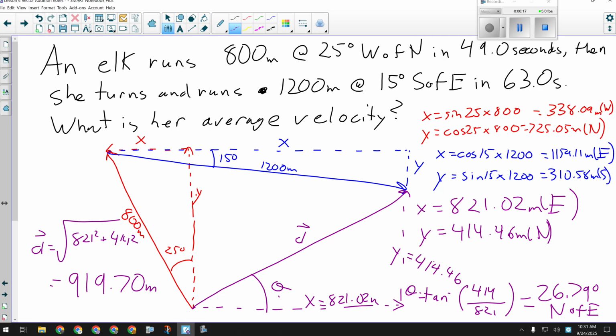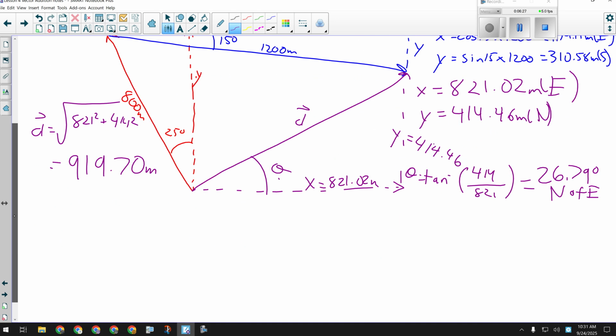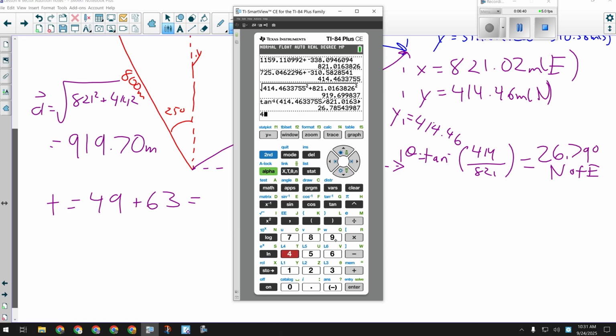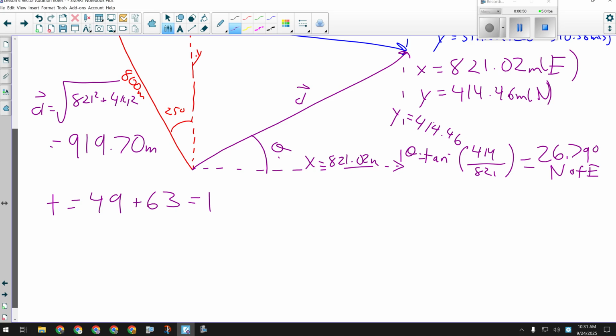Okay, still have work to do. The question wants the velocity. Of course, I need the displacement in order to do that part. Now I have it. So I've got the two times are 49 seconds and 63 seconds. Do I need my total time if I want to find average velocity over the whole trip? So 49 seconds plus 63 seconds gives us 112 seconds. Now we have our total time.